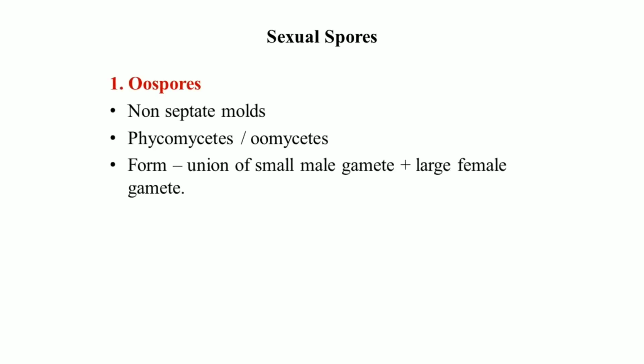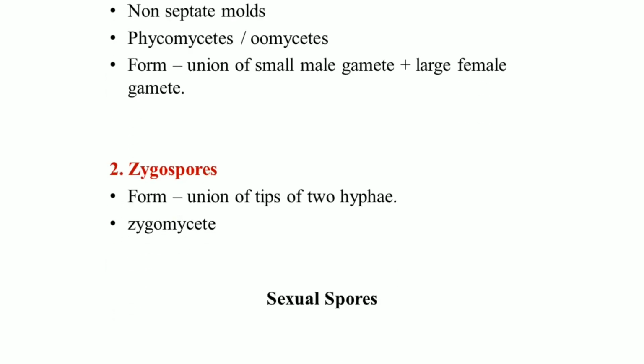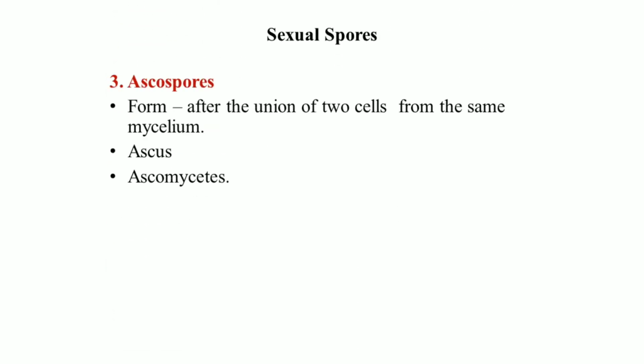Sexual spores. Oospores. They are produced by non-septate molds, for example phycomycetes and oomycetes. They are formed by the union of a small male gamete and a large female gamete. Zygospores. They are formed by the union of the tips of two hyphae, produced by zygomycetes. Ascospores. Formed after the union of two cells from the same mycelium, where an ascus is formed. It is a sac-like structure that usually contains 8 spores. It is produced by ascomycetes.